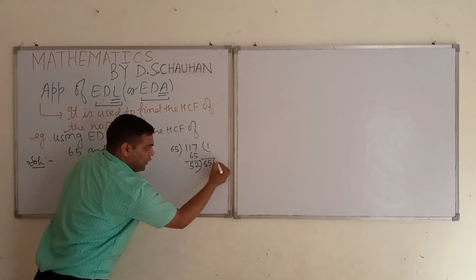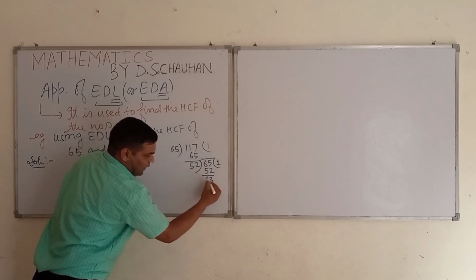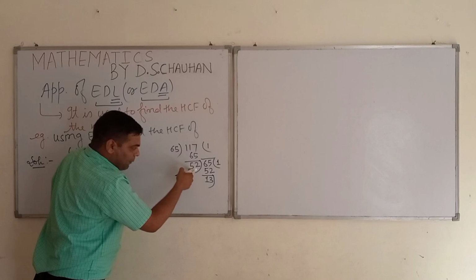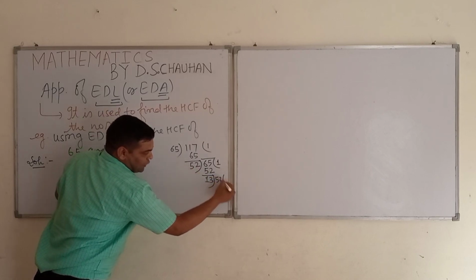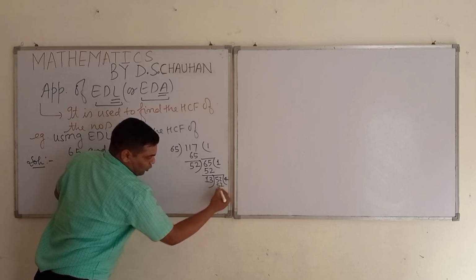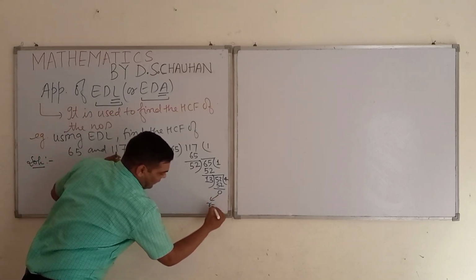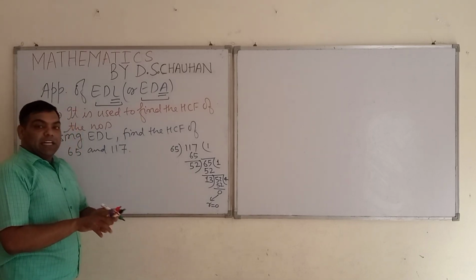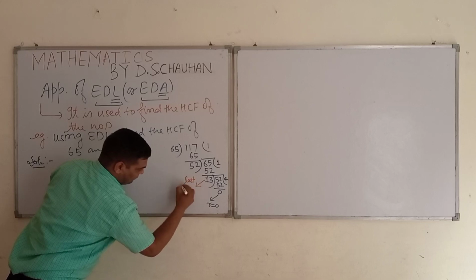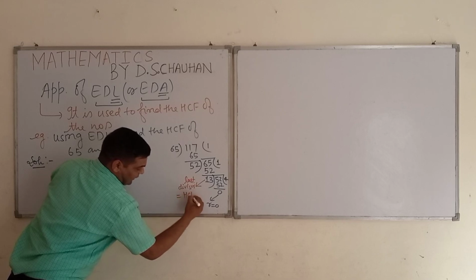We have here 52 goes into 65 one time, giving remainder 13. It is not 0, so again take it as a divisor and the previous divisor as a dividend. Now 13 times 4 is 52, and at this stage the remainder is 0. So when the remainder comes out to be 0, the last divisor is called the HCF. This is the HCF.